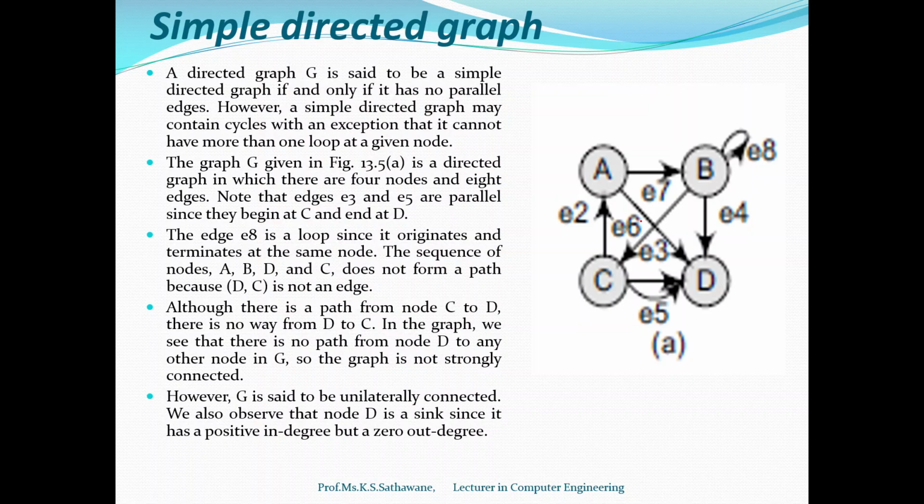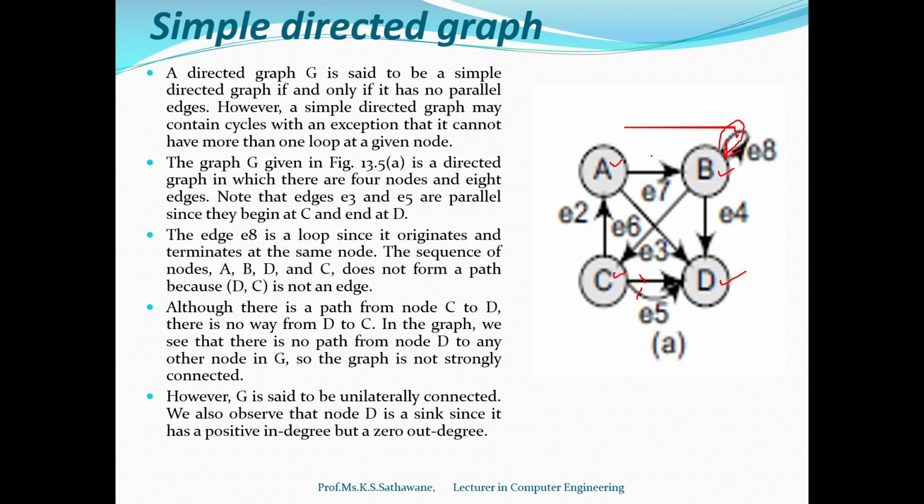Now, if you see this figure, it is a directed graph in which there are 4 nodes. How many nodes are there? 4 nodes. Node A, node B, node C and node D. Okay. Now the edges E3 and E5 are parallel because they both begin at C and end at D. The edge E8 is a loop since it is starting from B and ending at B.